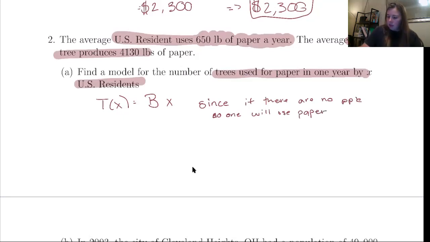Okay. So now we need to find this B thing, right? This is kind of where the unit thing comes about. So I want to find a model for the number of trees used for paper in 1 year. So this is trees per year, right? Number of trees in 1 year. This is people, PPL.